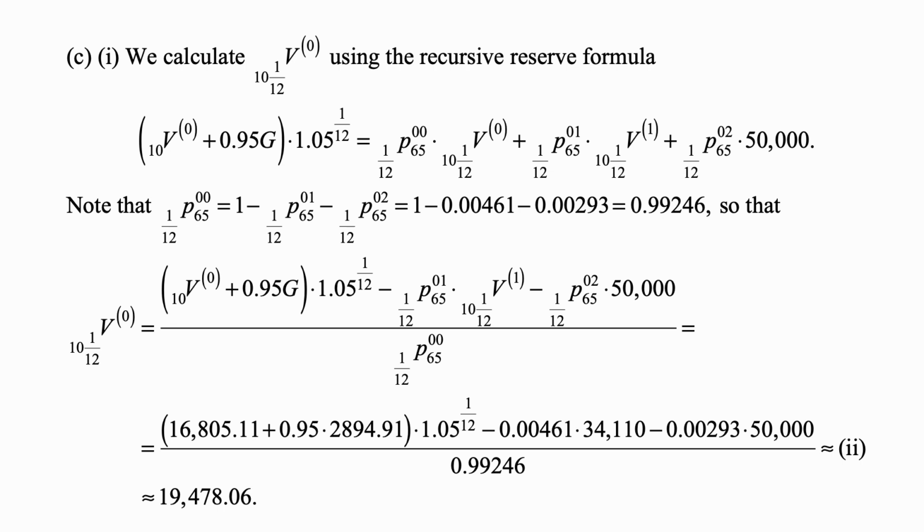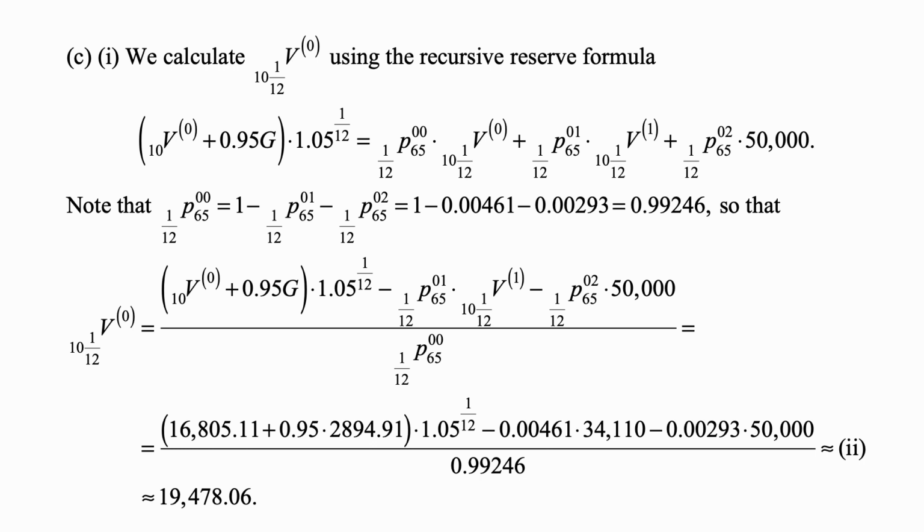For part C, part 1, we calculate the 10 and 1/12 time reserve for state 0 using the recursive reserve formula. So the reserve in state 0 at the beginning of the year plus the premium, which is 0.95G after expenses, accumulated with interest, pays for those who survive in state 0 the reserve in that state, for those who transition to state 1 with probability 1/12 p 65 0 1 the reserve in state 1, plus they pay for those who transition to state 2, so they die, $50,000 of death benefit.